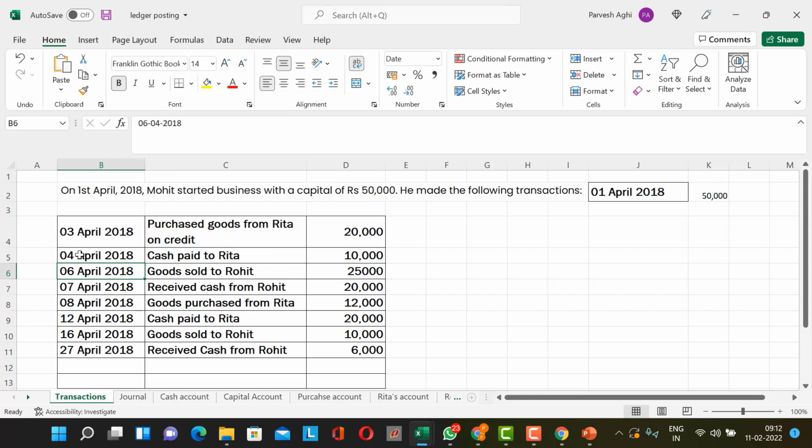On 6th of April, he sold some goods to Rohit for 25,000. On 7th of April, he received cash from Rohit. Then on 8th of April, he purchased some goods from Rita for 12,000. Earlier, he had purchased goods for 20,000. On 12th of April, he paid Rita 20,000. And on 16th April, he sold some goods to Rohit. On 27th April, he received cash from Rohit, rupees 6,000.